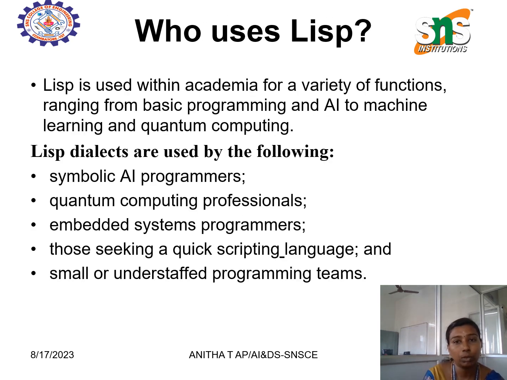And next, coming to who are the people using Lisp. Lisp is used within academia for a variety of functions ranging from basic programming and AI to machine learning and quantum computing. Lisp dialects are used by symbolic AI programmers, quantum computing professionals, embedded system programmers, those who seek quick scripting, and small or understaffed programming teams.